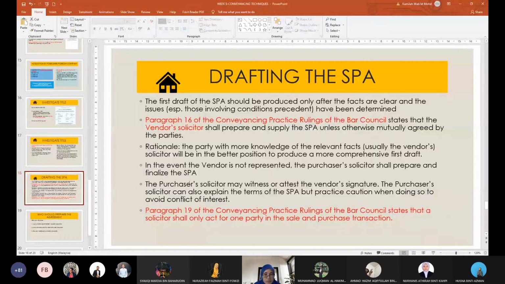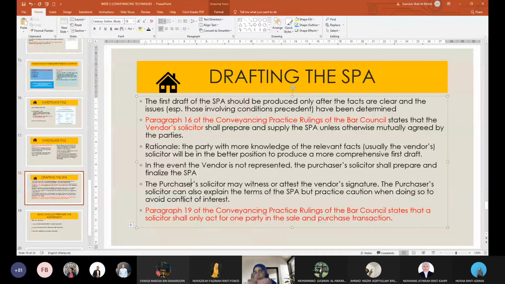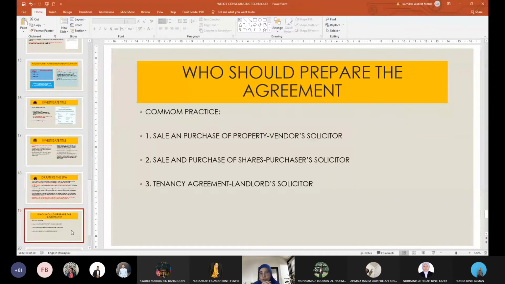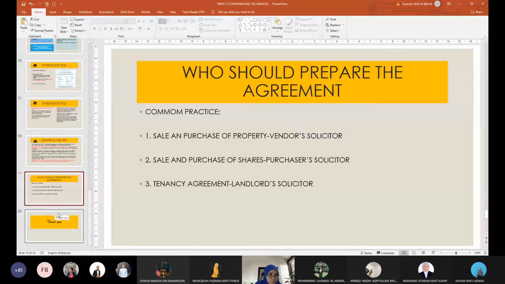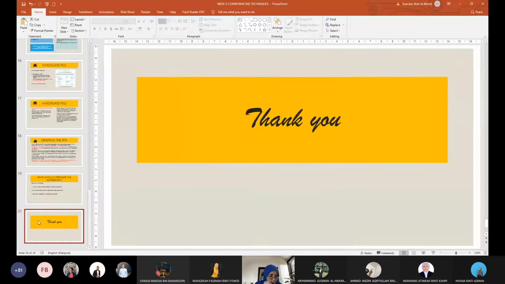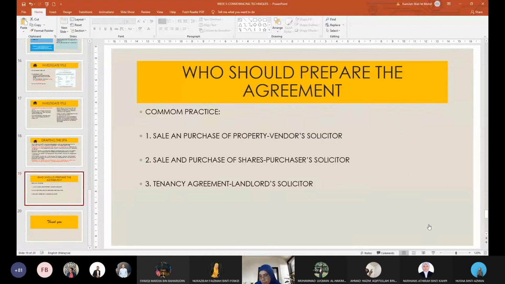Okay. So, the general rule is that the vendor solicitor drafts the SPA unless otherwise agreed by the parties. Okay, then if we look at who shall prepare the agreement, the SPA is usually prepared by the vendor solicitor. For sale and purchase of shares, usually the purchaser solicitor prepares it, and for a tenancy agreement, usually the landlord solicitor will prepare the tenancy agreement. Okay, so I think for conveyancing techniques, that's as far as our slides go.